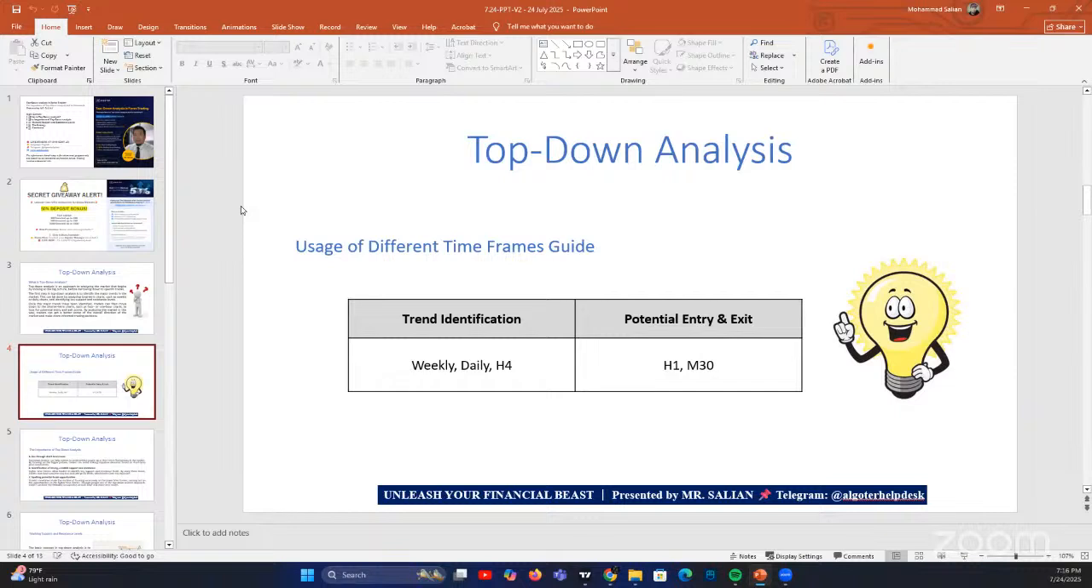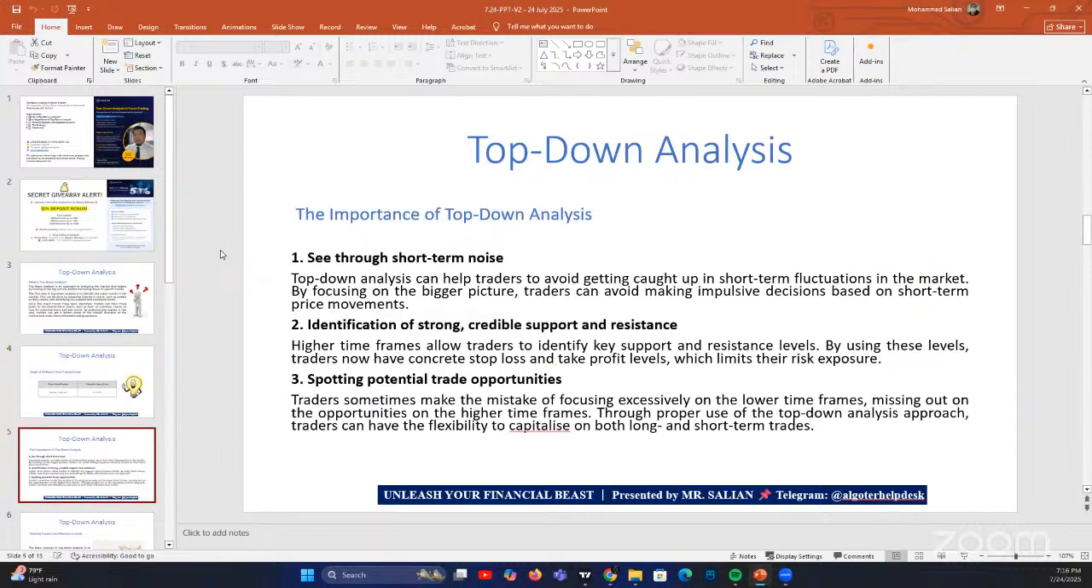If you're following the weekly, M30 for me is the best entry point. If you go lower than this, there will be some noise. Maybe you will get confused. So M30 for me is the best entry point. At least that's the last time frame I will look at for entries. All right.